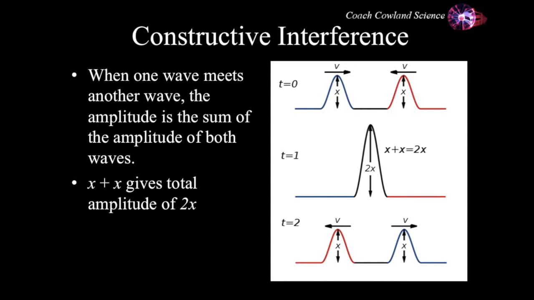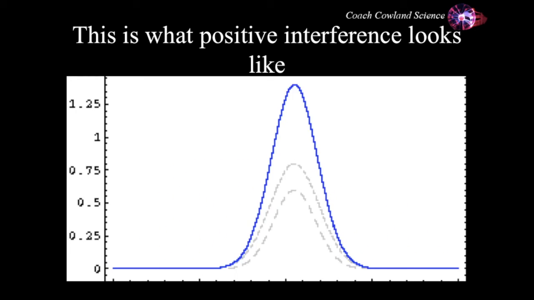Interference. When wave crests meet each other, interference happens. It can be either constructive or destructive. If both amplitudes are positive, or both negative, then they add together to make a larger amplitude, giving you constructive interference. Here's an example of constructive interference.